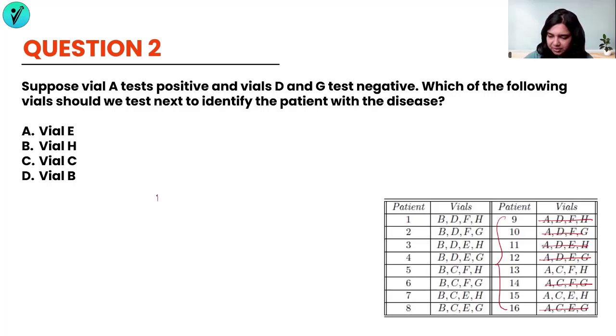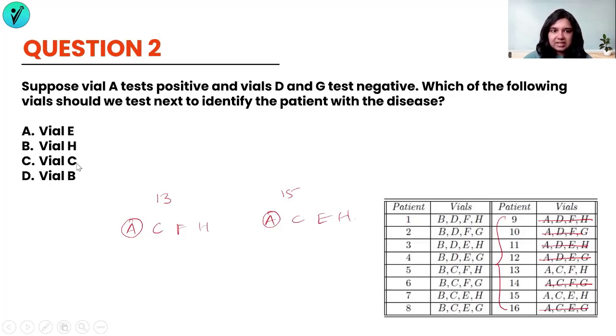So I have patient number 13 who has the vials A, C, F, and H. And I have patient 15 who has A, C, E, and H. Out of which we already know that A is tested positive, so need not worry about that. That is not even in the options.